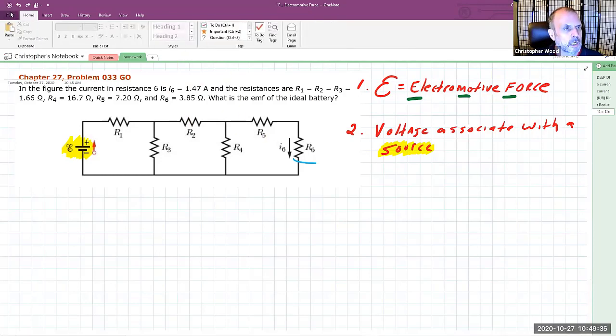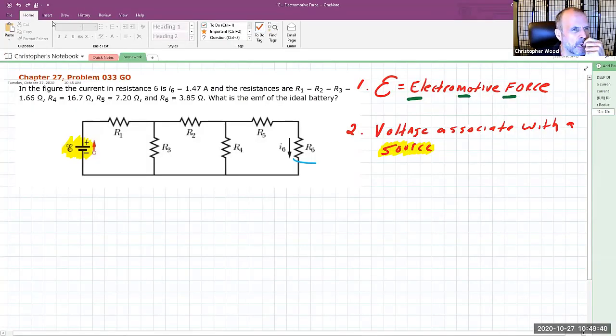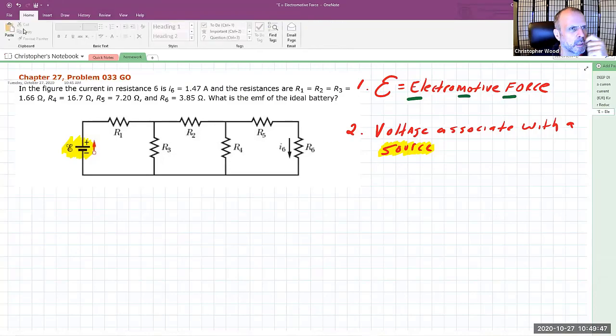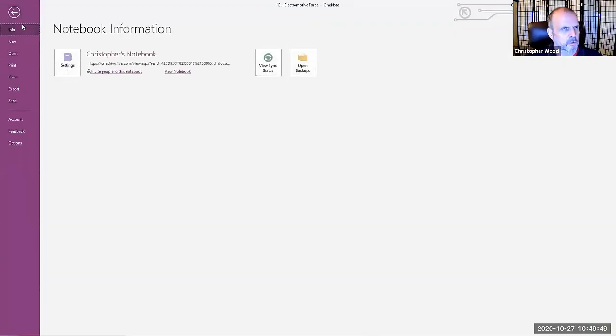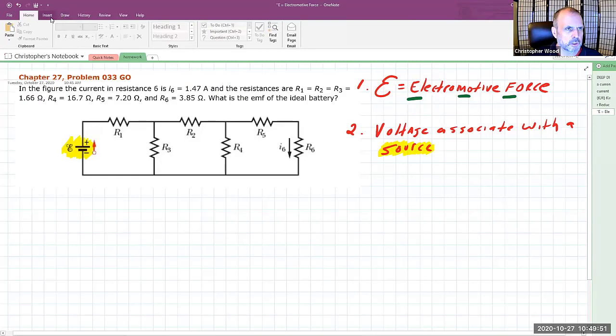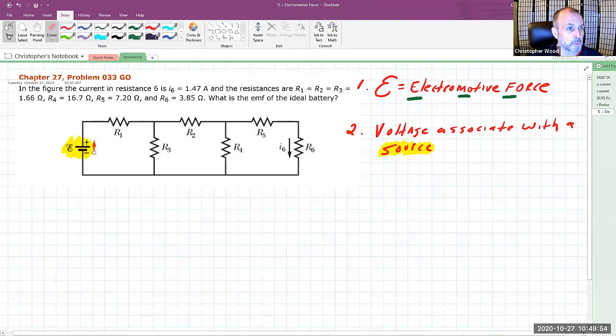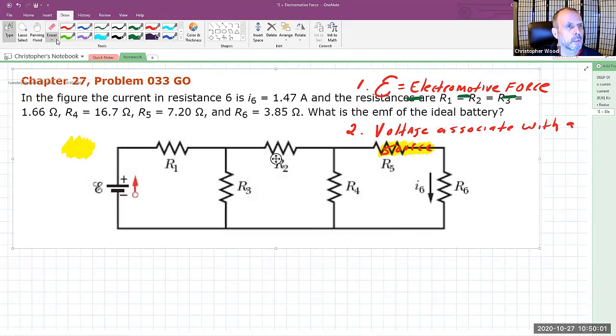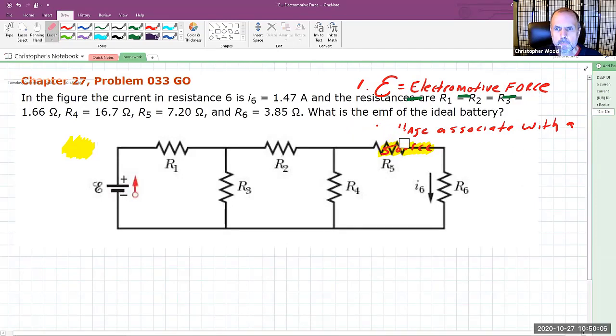Let's go ahead and start analyzing the circuit. We've got to figure out what that battery voltage needs to be. I'm going to make this a little bit bigger. When you make your circuit drawings, my suggestion is to make them really large, which is what I'm going to do right now. Otherwise, it gets very crammed. Let me erase some junk. So here goes.